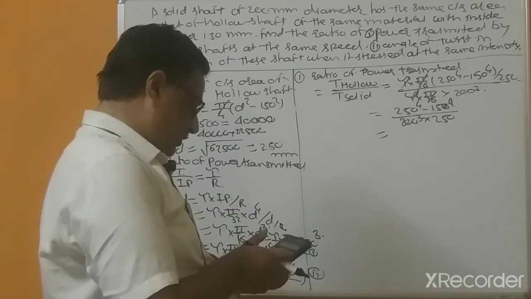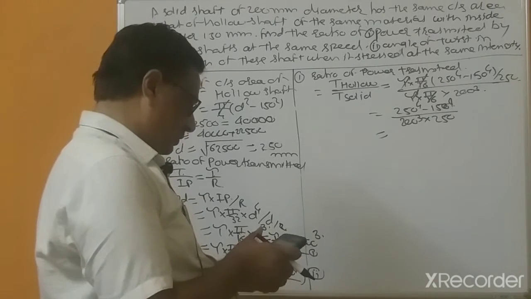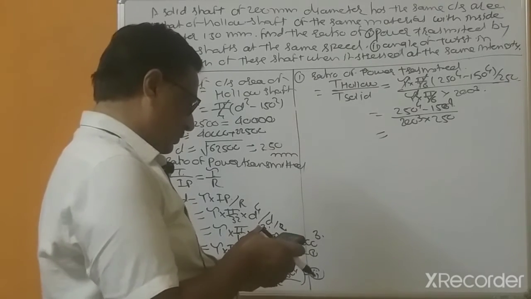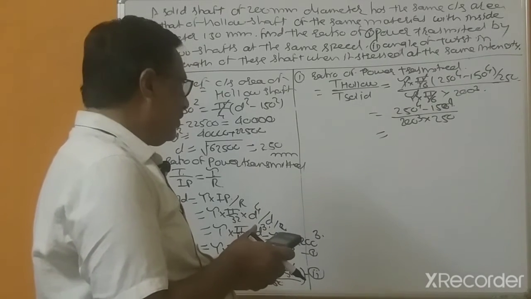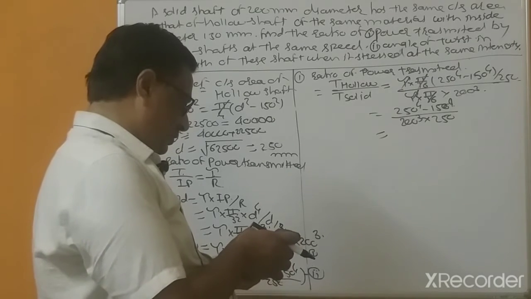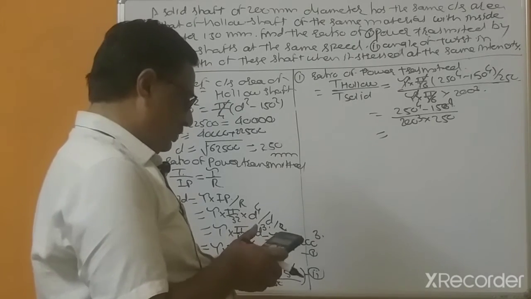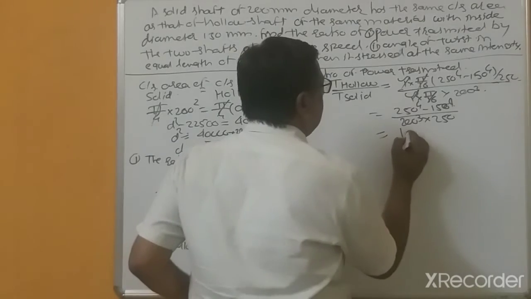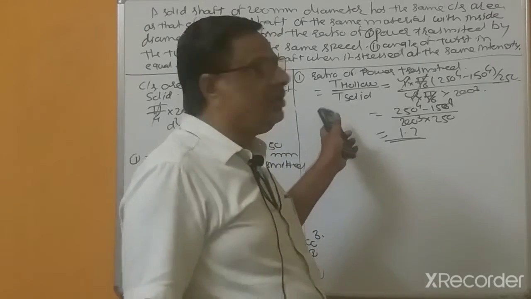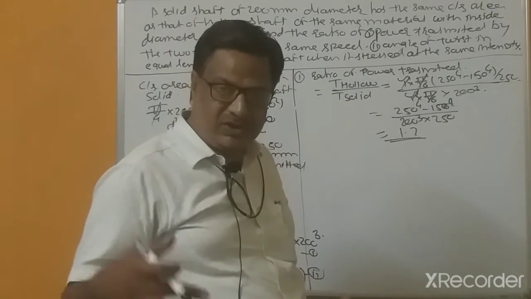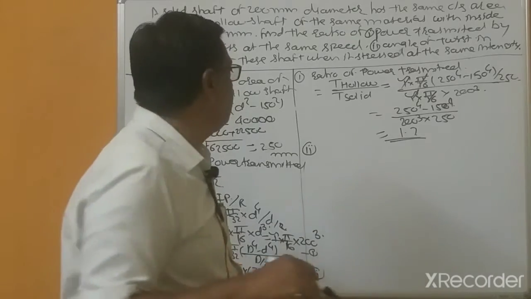So this ratio equals 1.7. It means the power transmitted by the hollow shaft is more as compared to the power transmitted by the solid shaft, using the same material and having inside diameter equal to 150 mm.